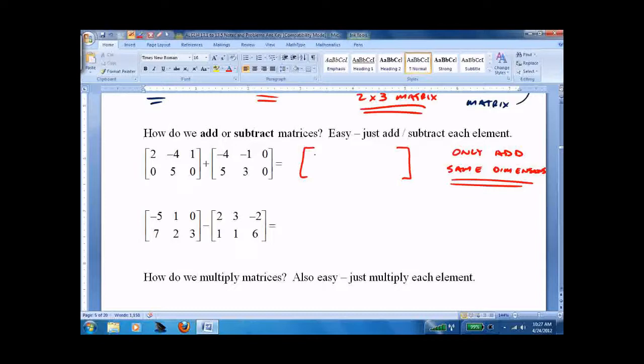So 2 plus -4 is -2. -4 plus -1 is -5. 1 plus 0 is 1. 0 plus 5 is 5. 5 plus 3 is 8. 0 plus 0 is 0. That is a little bit tricky, just keeping each one lined up. Computers do all this for us, but it's a good thing for you guys to practice on your own.